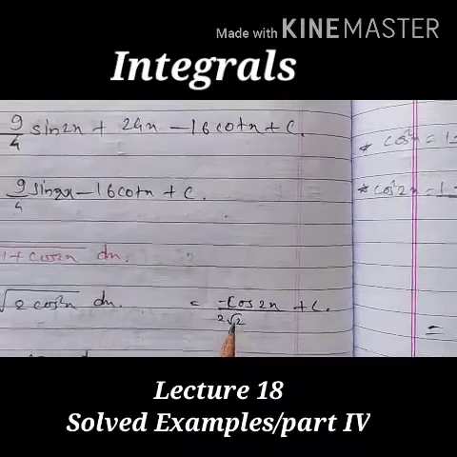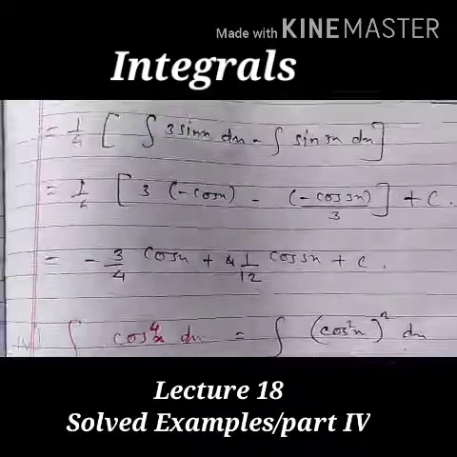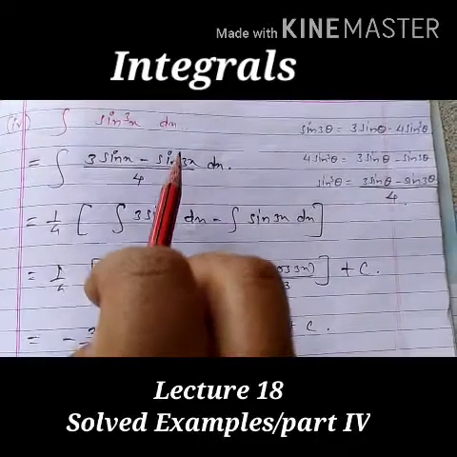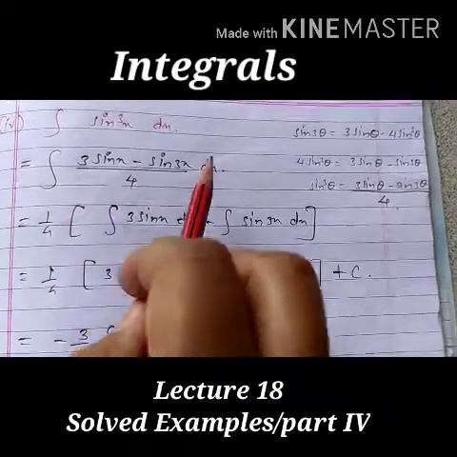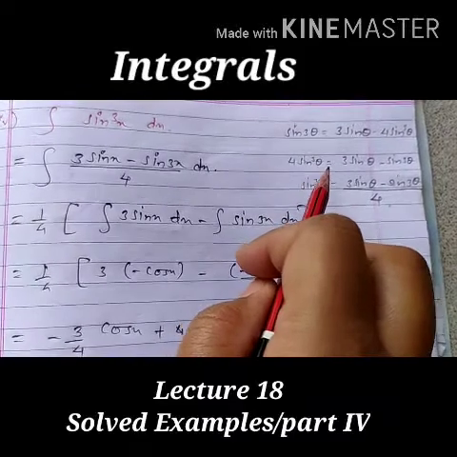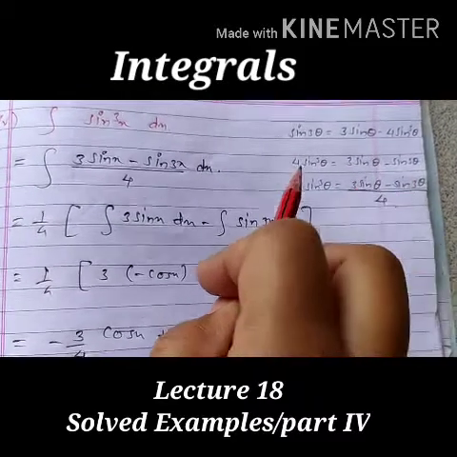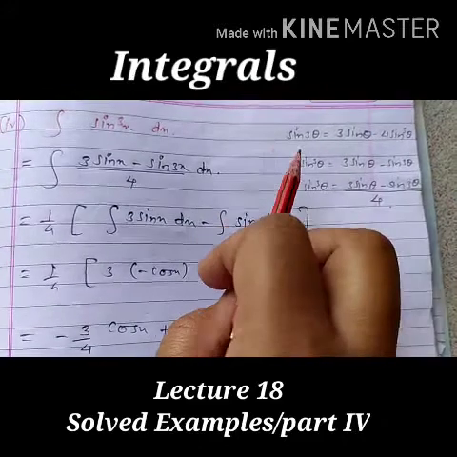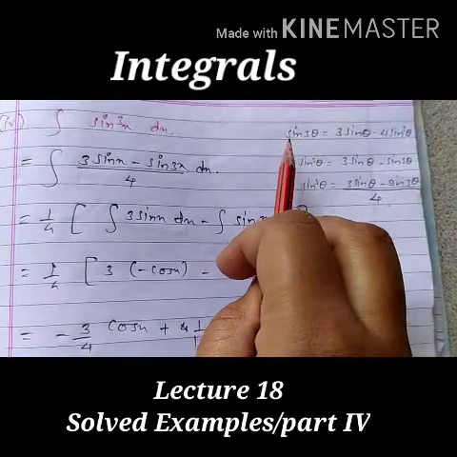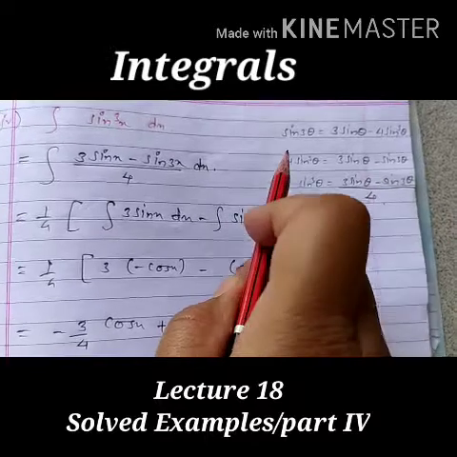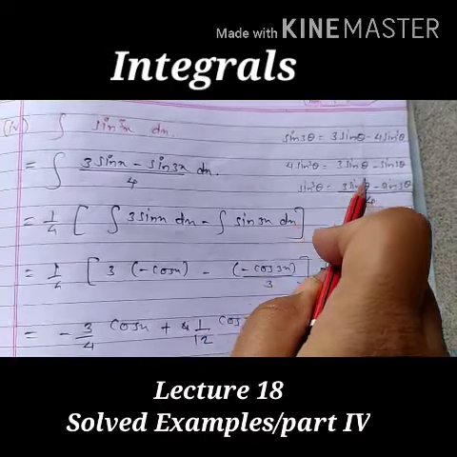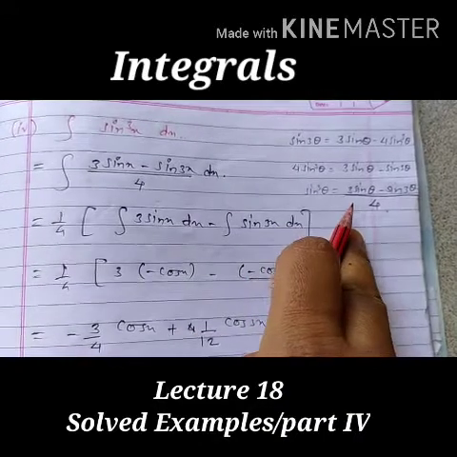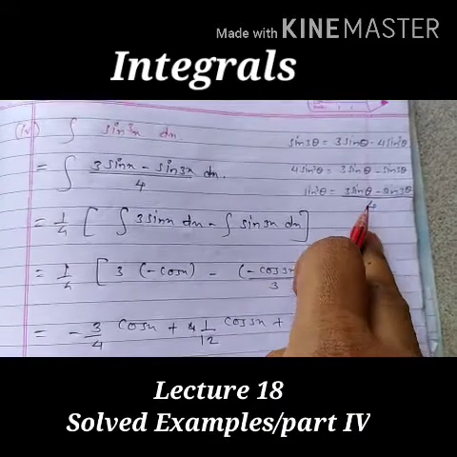Okay, now we'll see the fourth example. In this, integration of sin cube x dx. So we know that sin 3 theta is 3 sin theta minus 4 sin cube theta. So 4 sin cube theta we will take on the left hand side, and it will be 3 sin theta minus sin 3 theta. Okay, so we'll take this 4 in the denominator of the right hand side part. So sin cube theta is 3 sin theta minus sin 3 theta upon 4.